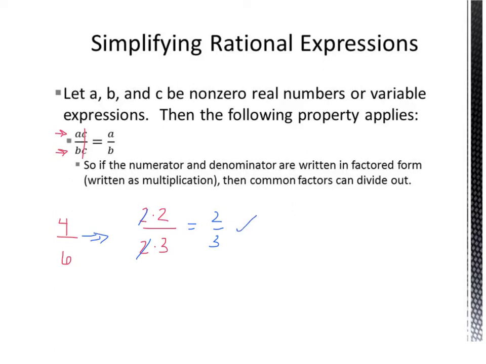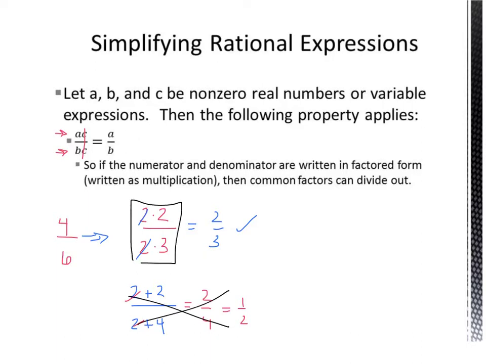Okay. Now at the same time, just to show you what not to do, I can write 4 as 2 plus 2, and I could write 6 as 2 plus 4. That still says 4/6. And if I crossed out those 2's, then I'd get 2/4, which is a half. And does 4/6 equal a half? It does not. So you can only cross out common factors if it's written as multiplication, which means that we are going to have to factor everything.